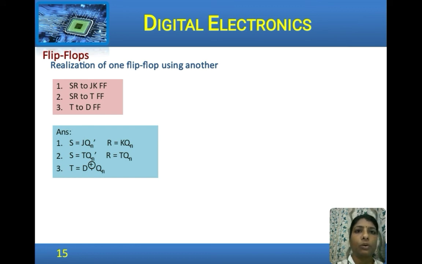In this video, we have seen the basic sequential logic circuit, the memory elements or storage elements, the latches and the flip flops. We have seen the logic diagram, the truth table or characteristic table, the characteristic equation, and then the excitation table, the state diagram and timing diagram of the four flip flops SR, JK, D and T flip flops. And we have also seen how to realize one flip flop using another flip flop.